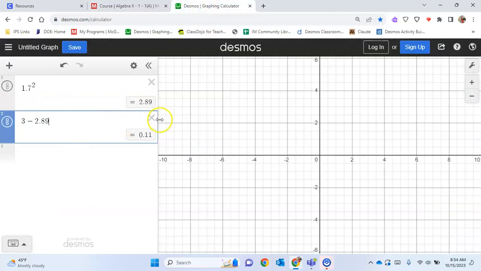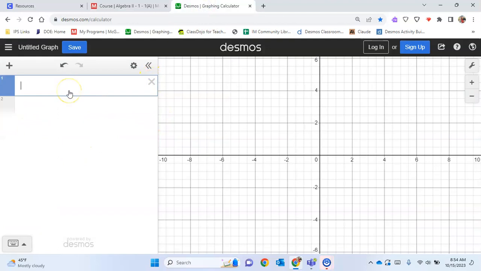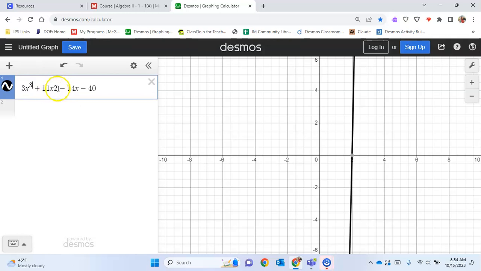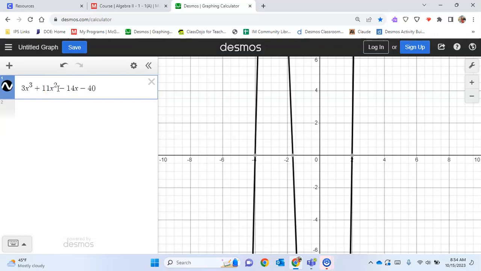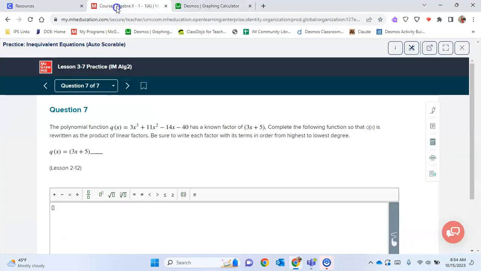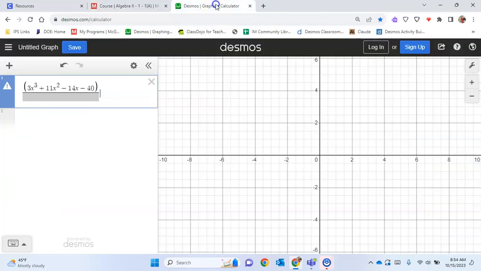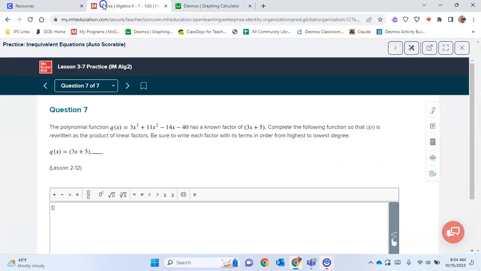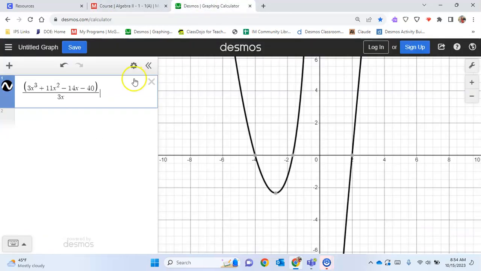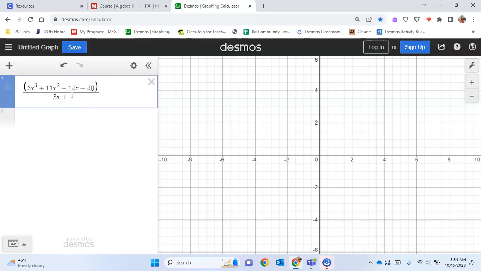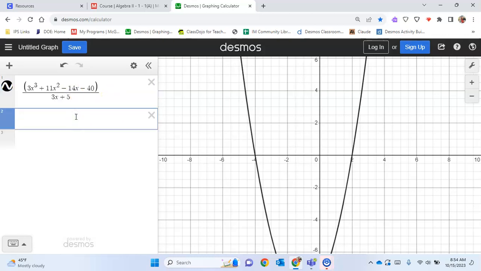Okay, let's see. I'm going to paste this, Control V, and then I have to change this to cubed, change this to squared, and you have a third degree polynomial. You're going to divide it by a first degree polynomial, 3x plus 5. That should give you a second degree polynomial, or a parabola. 3x plus 5. Okay, you can see the parabola I was talking about.